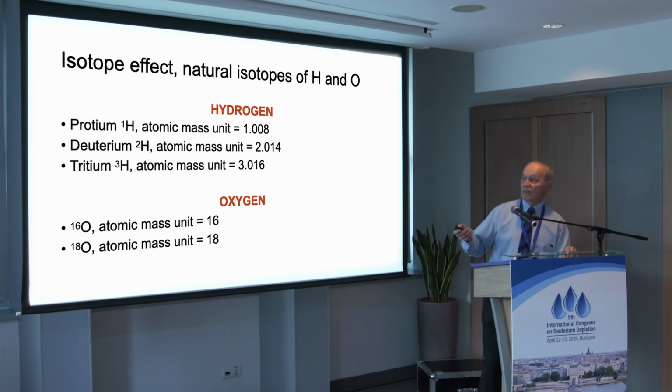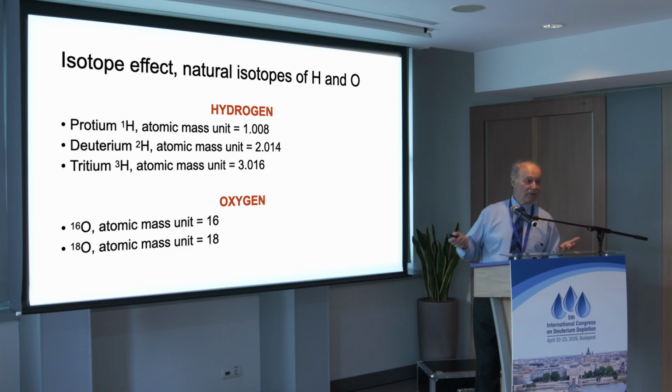Here I show you the atomic mass units of the hydrogen isotopes and the oxygen isotopes. The water molecule consists of these 2 elements, hydrogen and oxygen. As you can see, protium has about mass number 1, deuterium mass number 2, tritium mass number 3, a very big relative difference. While in the case of oxygen, oxygen 18 and oxygen 16, the relative difference is not so high.